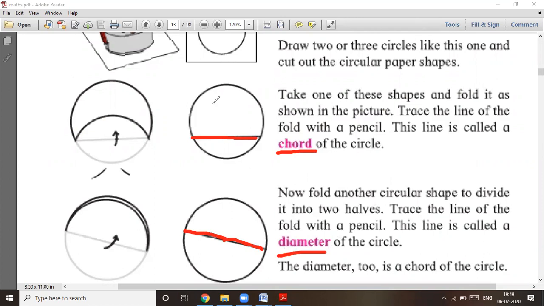Okay, we have seen 2 points. Then the point from which we are drawing a circle, the middle point, is known as the center of the circle. And what remains is the radius. So what is the radius? We'll see ahead.